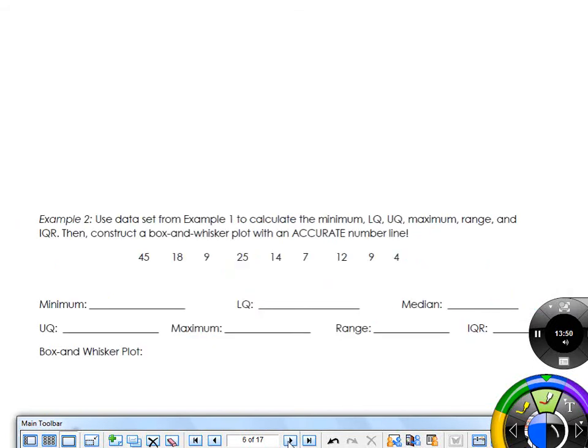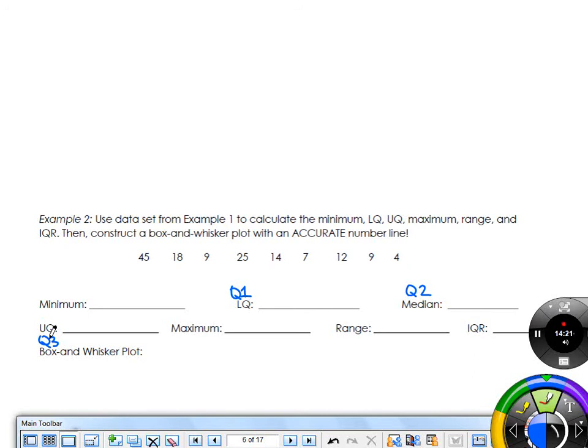All right, so now you guys are going to create a box and whisker plot. So here's the data from example 1. You already calculated the median of this, okay? But what you're going to want to do is calculate the minimum. They say lower quartile. That's the same thing as quartile 1 for us, okay? The median, which remember is the same thing as the second quartile. They're saying upper quartile. That was the same thing as our third quartile. The maximum, the range, and the interquartile range, okay?